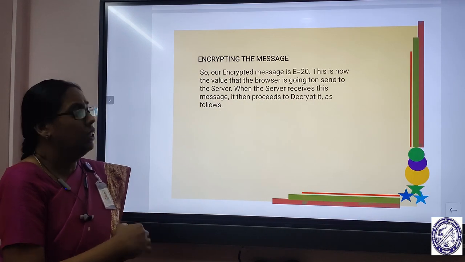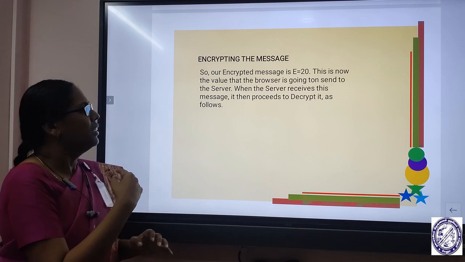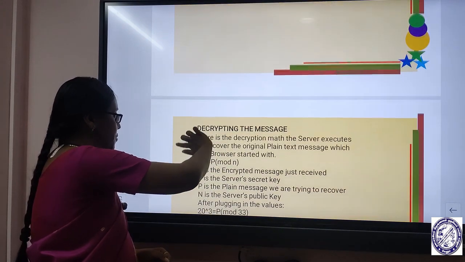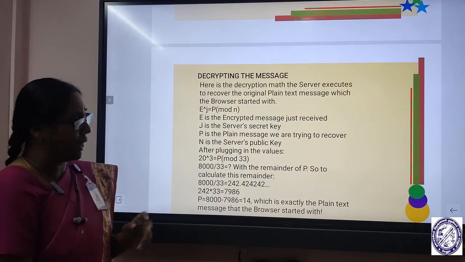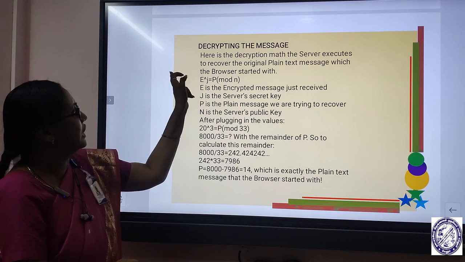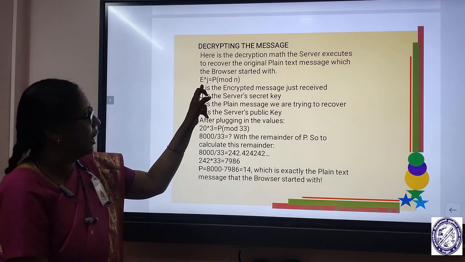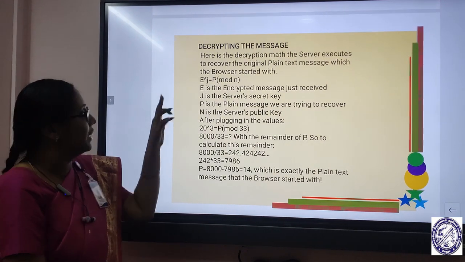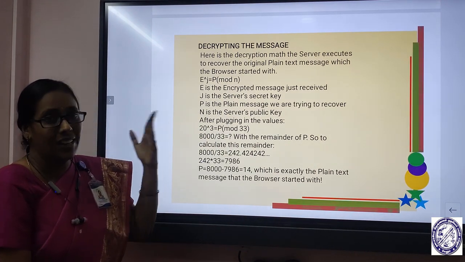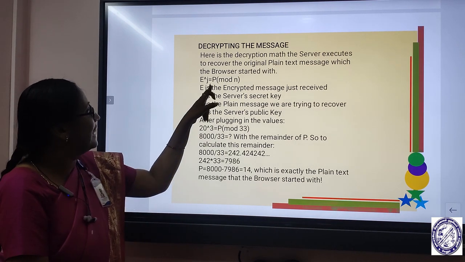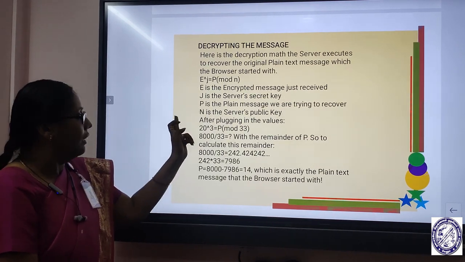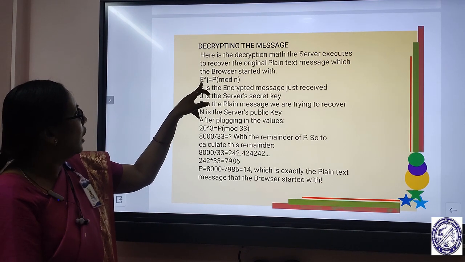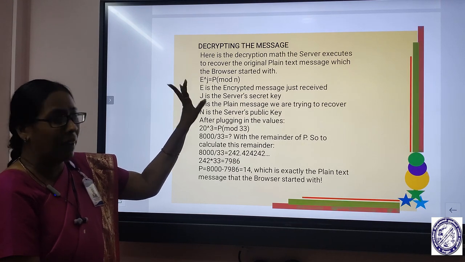Now the server receives the message and it will decrypt the encrypted message. When we decrypt, we get the plain text back. Decryption of the message: that is the formula E to the power of j mod n equal to P. So we need to substitute here. E is the encrypted message, what we receive. J is the secret key and N is the server public key.